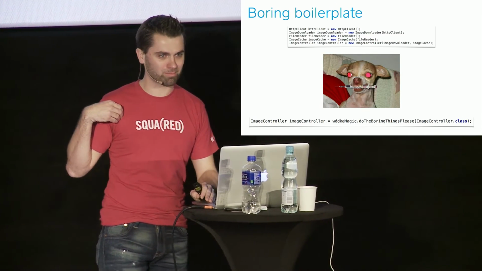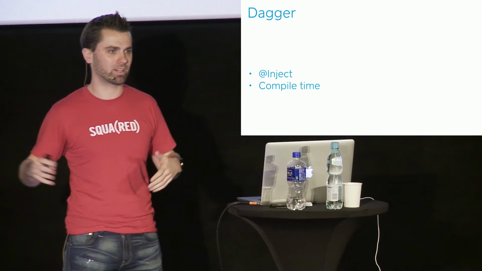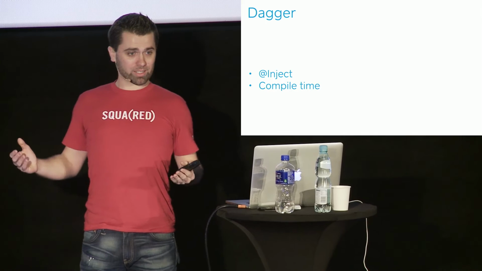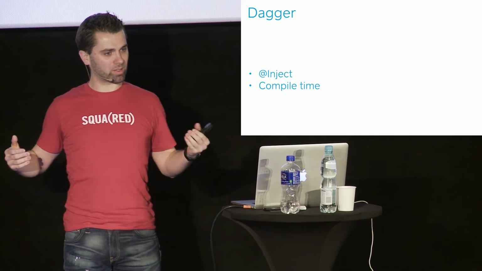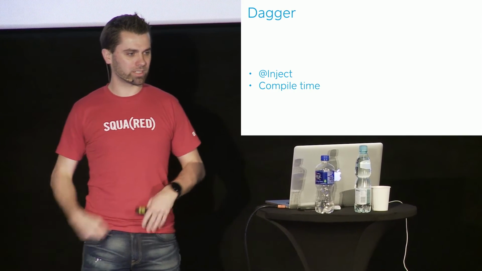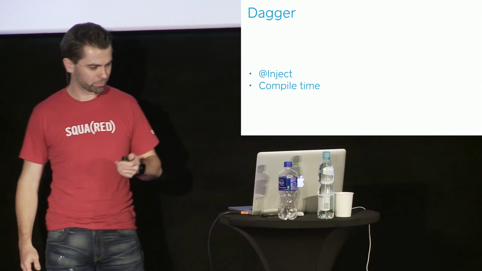And so that's what Dagger is about. Dagger is about just replacing the boring boilerplate part with automated magic. So it works at compile time. It's going to analyze your code at compile time and tell you if there's any error, and then it's going to generate some code. And all it needs is basically @Inject annotations, a few other ones, but mainly @Inject.